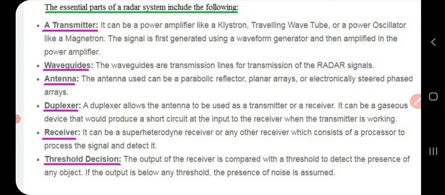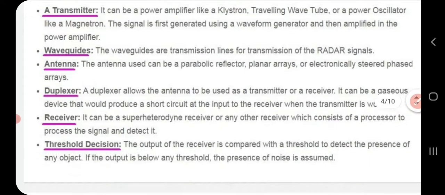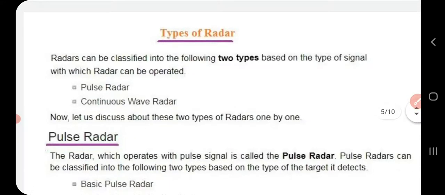Then receiver. It is a superheterodyne receiver or any other receiver consisting of a processor to process the signal and detect it. Finally, a threshold decision. The output of the receiver is compared with a threshold to detect the presence of any object. If the output is below the threshold, the presence of noise is assumed. Okay, so that is the block diagram and the various parts contained in a basic radar system.